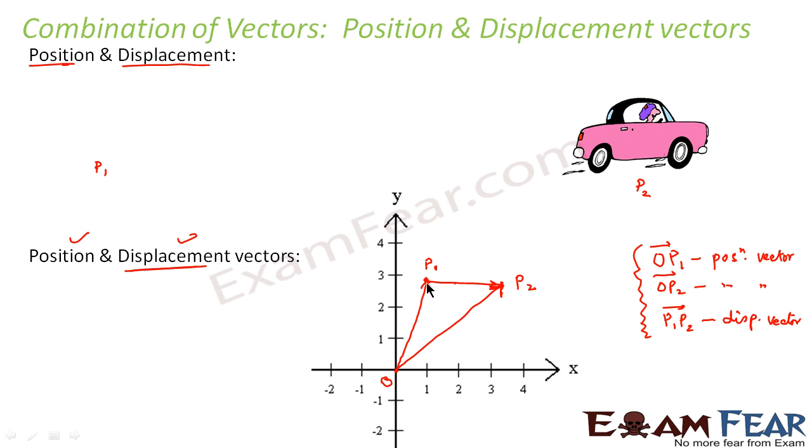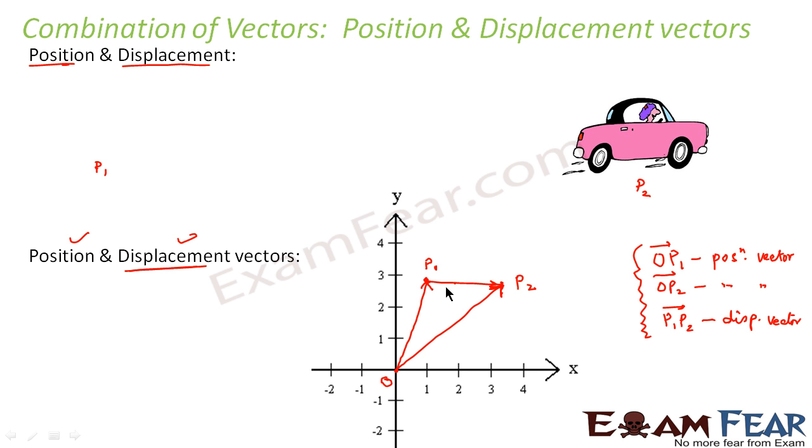So the initial position is P1 and the final position is P2. For P1, the line joining it from O represents the position vector. Similarly for P2, the line joining it from O is the position vector. So OP1 and OP2 are the position vectors, and the line which joins the two points, initial and final, is the displacement vector. Fine.